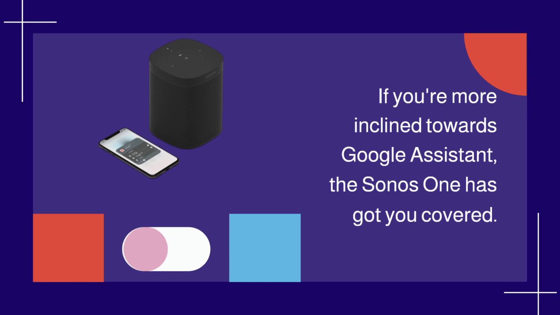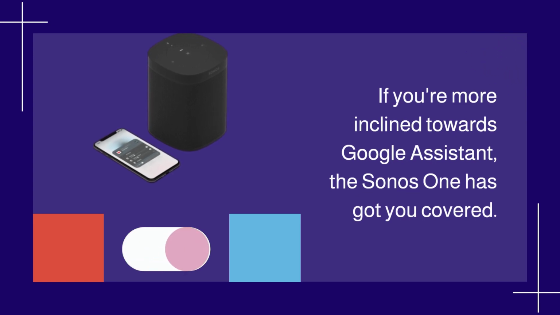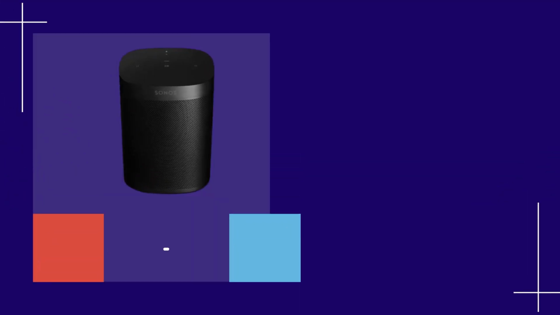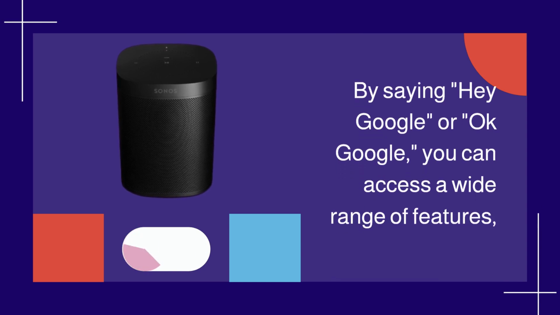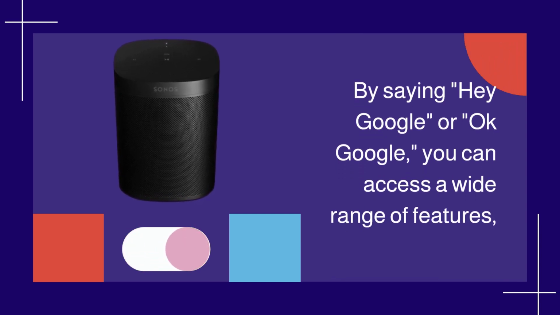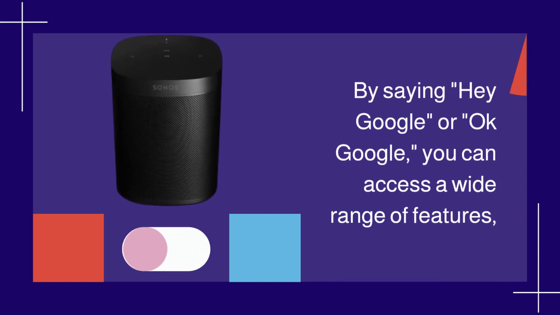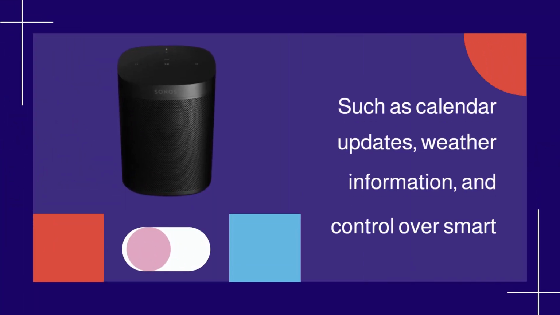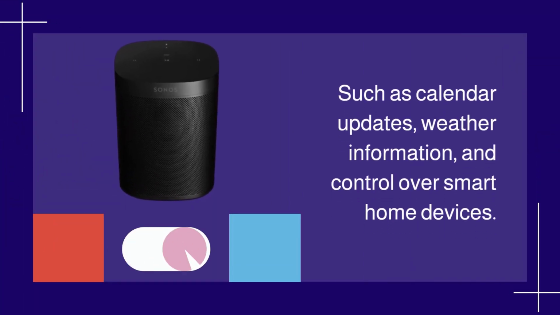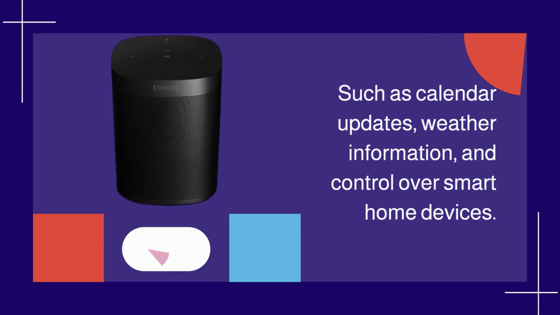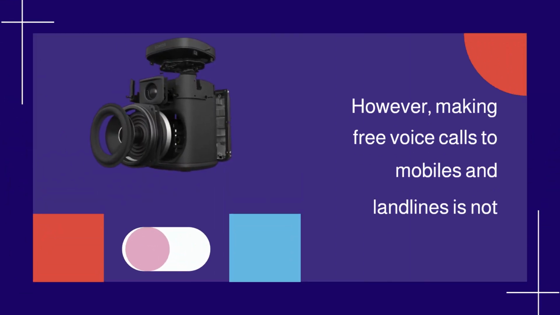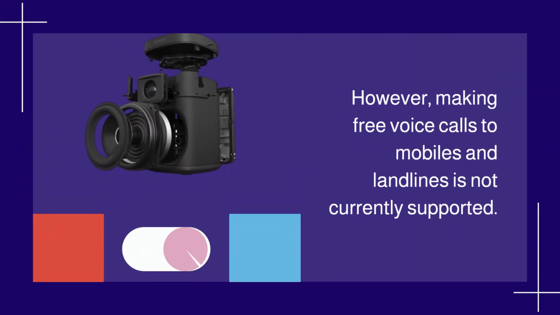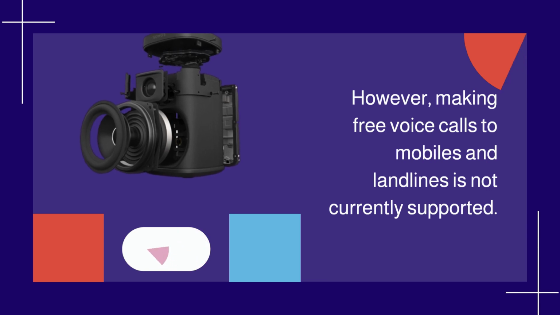If you're more inclined towards Google Assistant, the Sonos One has got you covered. By saying, "Hey Google," or "OK Google," you can access a wide range of features, such as calendar updates, weather information, and control over smart home devices. However, making free voice calls to mobiles and landlines is not currently supported.